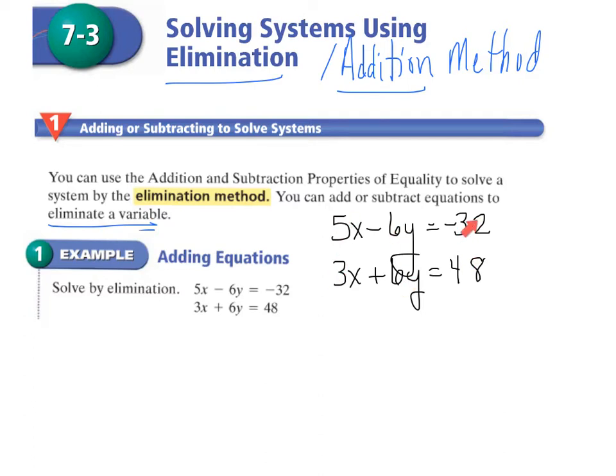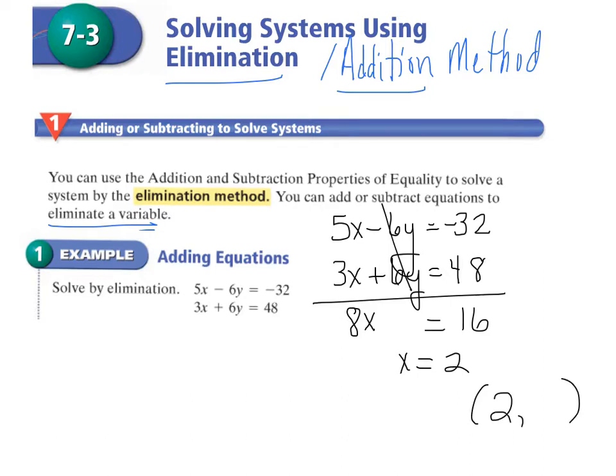Once they're in standard form, the whole purpose is to basically smush the equations together, add them together, to make a variable cancel. Now in this case, if you actually add these together, 5x plus 3x gives me 8x. Negative 6y plus 6y are opposite coefficients, therefore they cancel. And then 48 minus 32 gives me 16. You'll notice the y's cancel, which is what we want. So now we just solve for x. x is going to be 2.